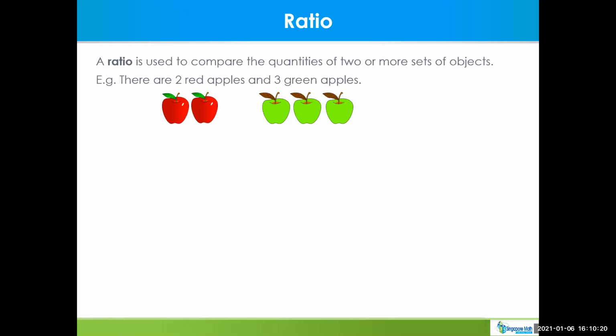Okay, so this is extremely new to you, I assume. Okay, all right. Okay, so what is a ratio?